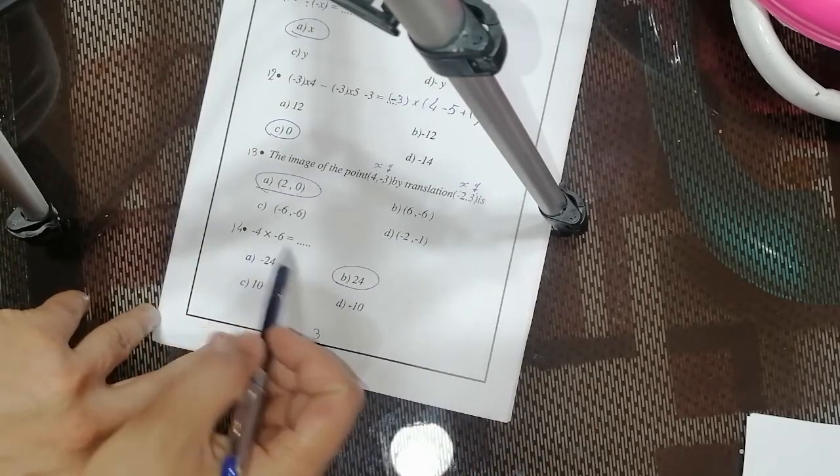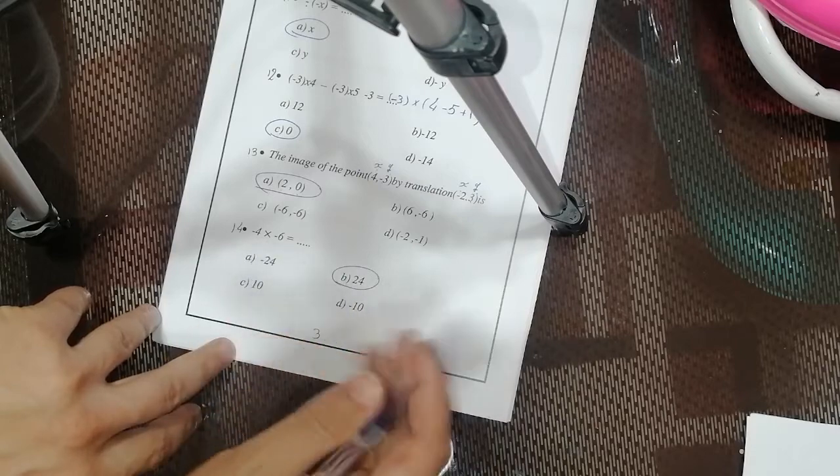We have negative times negative, it will be positive. 4 times 6 equals 24. We have here in page number 4, question number 15, we need the image of the point -3 and 4 by the translation of magnitude of 4.